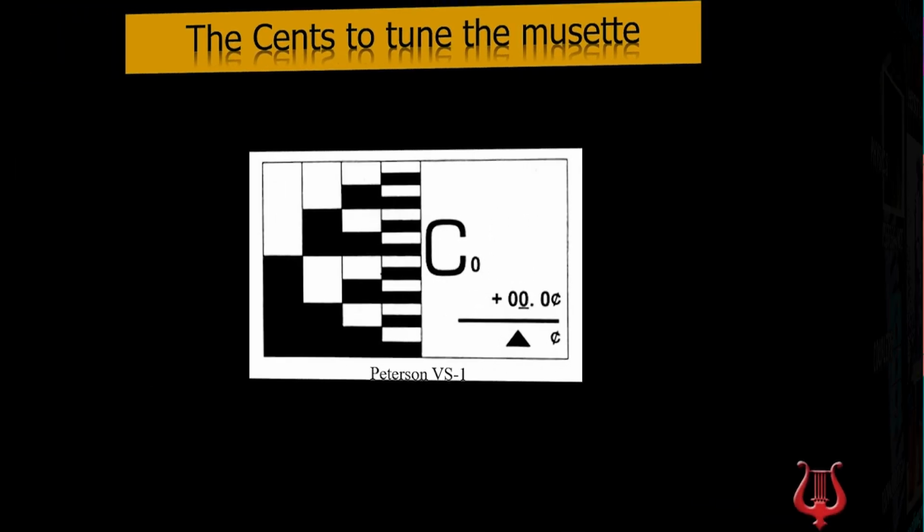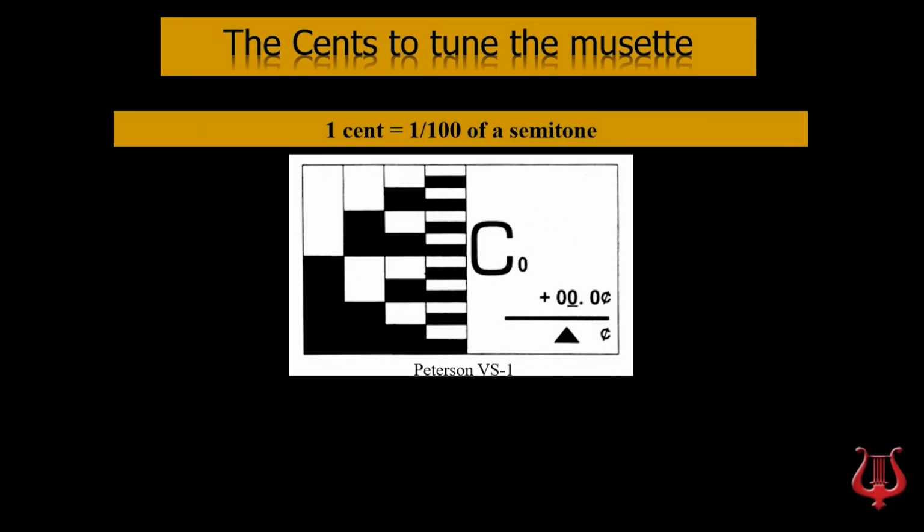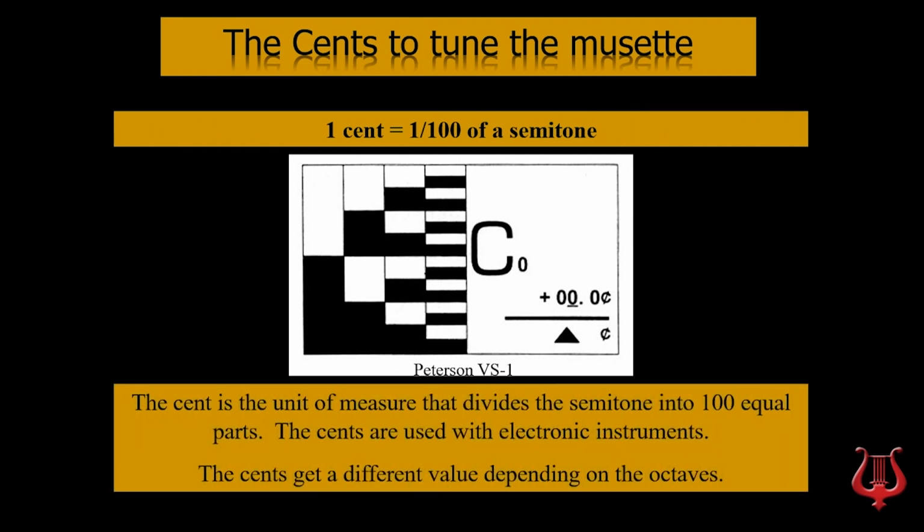The cents to tune the musette. 1 cent equals 1/100th of a semitone. The cent is the unit of measure that divides the semitone into 100 equal parts. The cents are used with electronic instruments. The cents get a different value depending on the octaves, contrary to the beats per second.